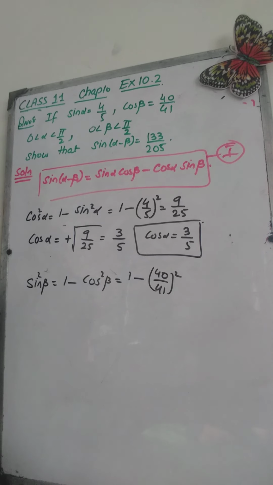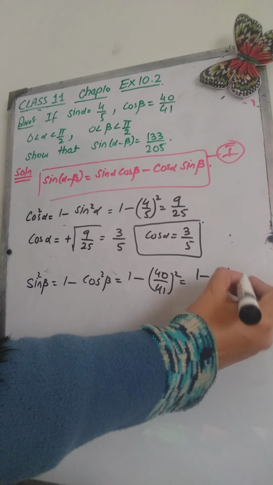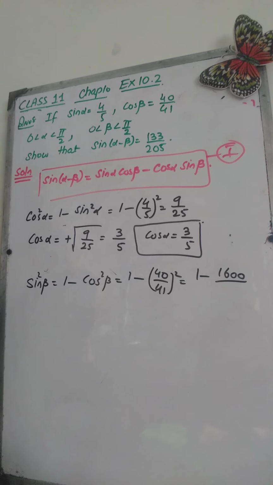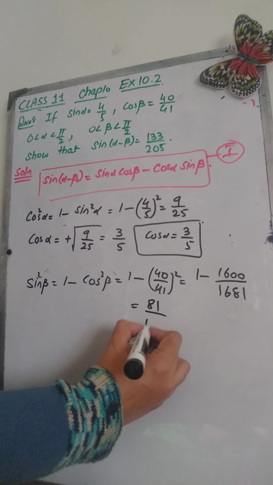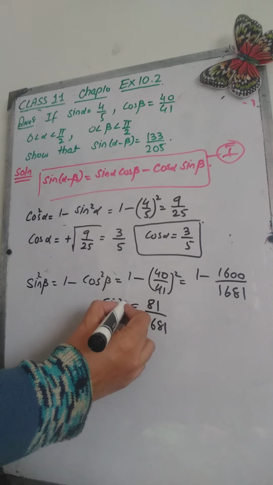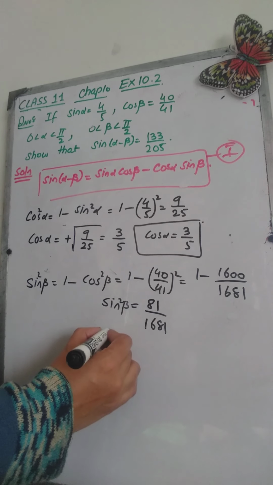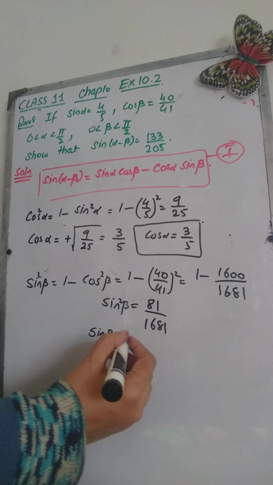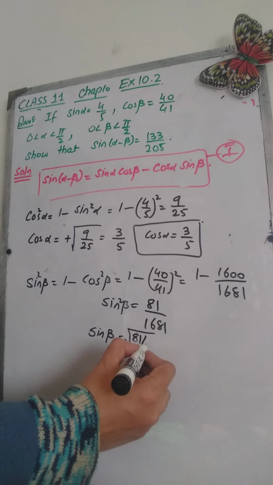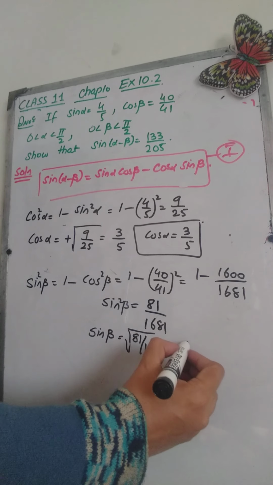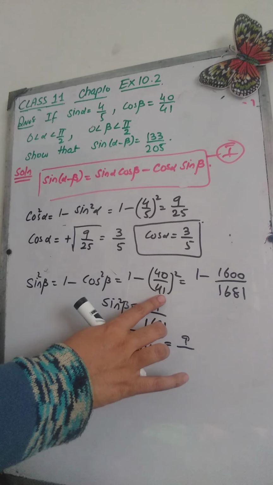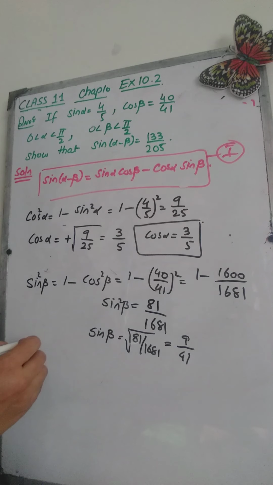40 square is 1600. 1 minus 1600 over, and 41 square is 1681. Now subtracting this fraction from 1, we get the answer 81 by 1681. This is sine square beta. In order to get sine beta, which we require, we are going to take the positive square root of both the sides, because sine beta can't be negative as beta is in the first quadrant. Therefore sine beta will be the positive square root of 81 by 1681. The square root of 81 is 9, and square root of 1681 is 41. So sine beta is equal to 9 over 41.